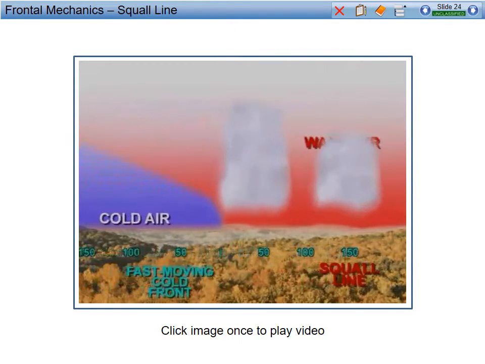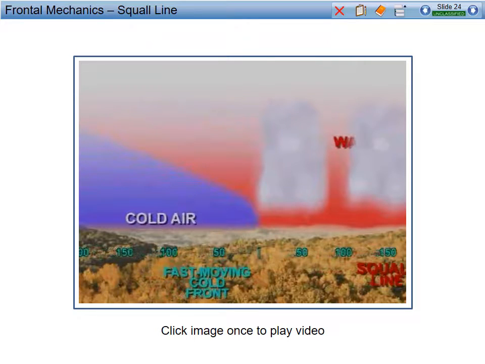Here is a video depiction of a squall line. Looks just like the depiction of the cold front. And now there's a secondary line of thunderstorms within that 50 to 300 mile range in front of the cold front.